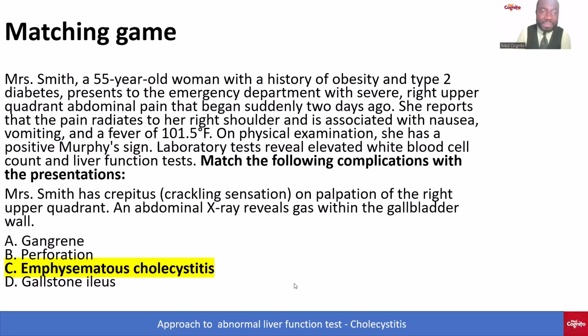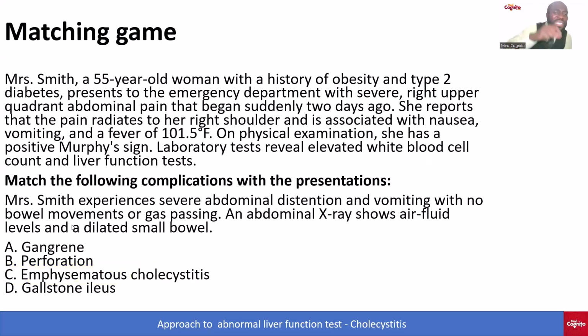Now, what's the next preamble I'm going to give? Mrs. Smith experiences severe abdominal distension and vomiting with no bowel movements or gas passing. An abdominal x-ray shows air fluid levels and dilated small bowel. What's your diagnosis now? Is it going to still be gangrene? Is it going to be perforation? Is it going to be emphysematous cholecystitis? Is it going to be gallstone ileus? And the answer is gallstone ileus.